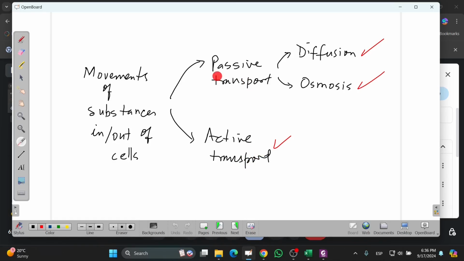What do we call passive transport? There are two methods. One is diffusion and one is osmosis. And active transport, we just call it like that. Active transport. Now, what's the difference? Passive transport happens spontaneously, does not require energy.